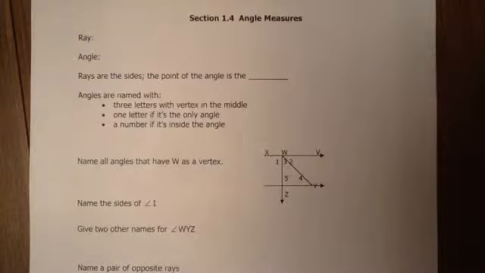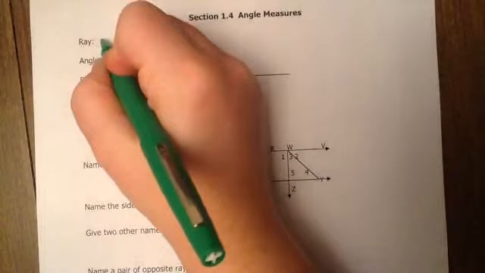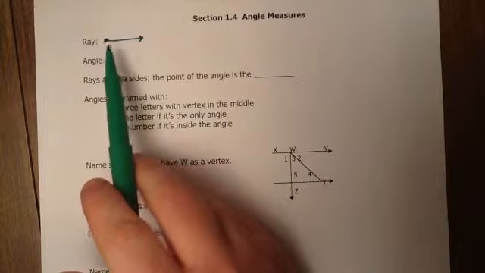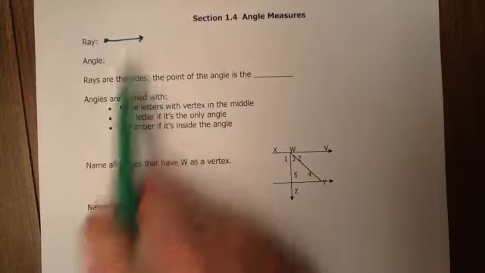Mathematicians, today we're going to talk about angle measures. First, a ray is an endpoint that goes on forever. So it's like part of a line. It has one end and then the other goes on forever.